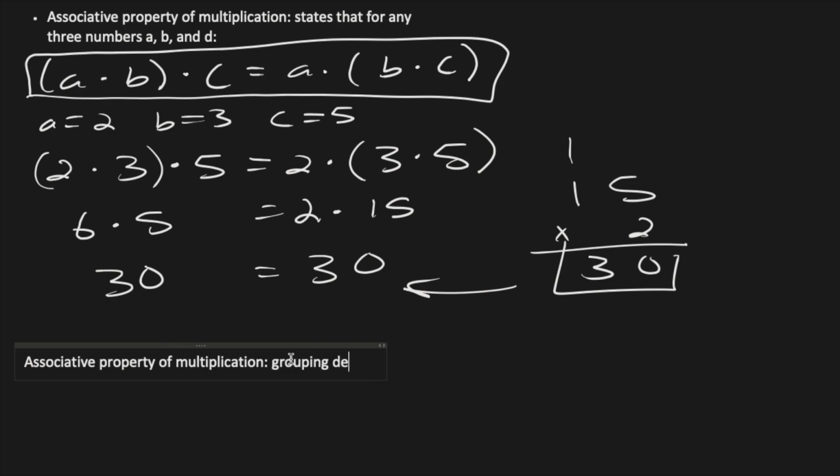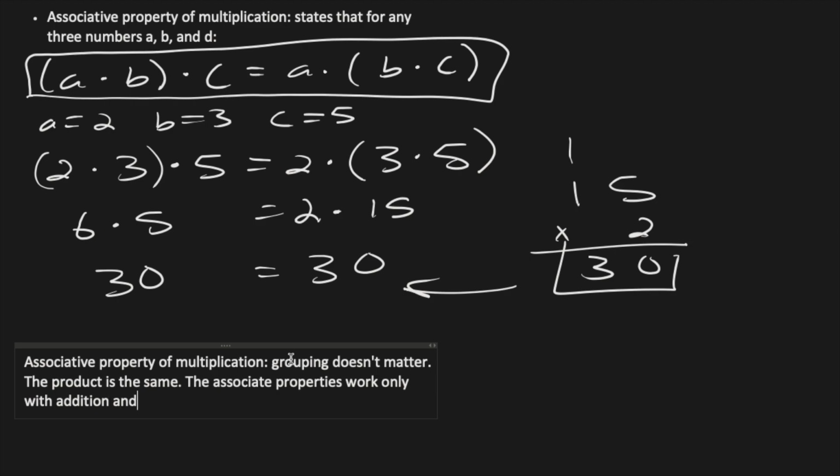The grouping doesn't matter. The product is the same. So the associative properties work only with addition and multiplication. They do not work with subtraction and division.